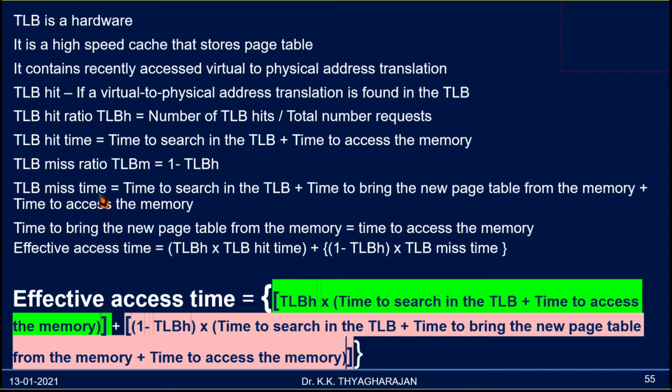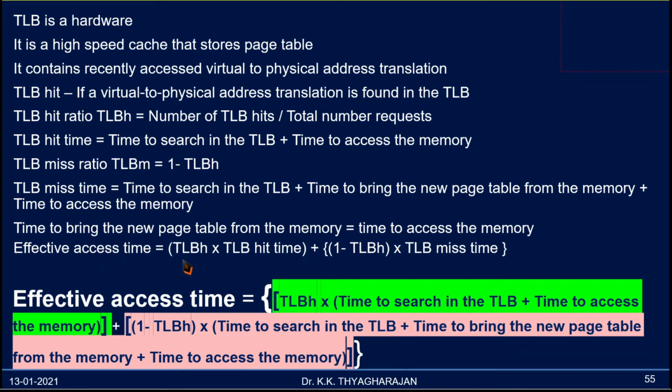The TLB miss time is equal to time to search in the TLB plus time to bring the new page table from the memory plus time to access the memory. Time to bring the new page table from the memory is equal to time to access the memory, because the page table will also be available in the memory. So if there is any miss, then the required page table should be brought to TLB. So the time taken for this is also same as the time taken to access the memory.